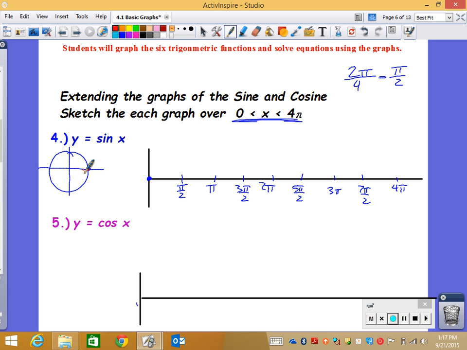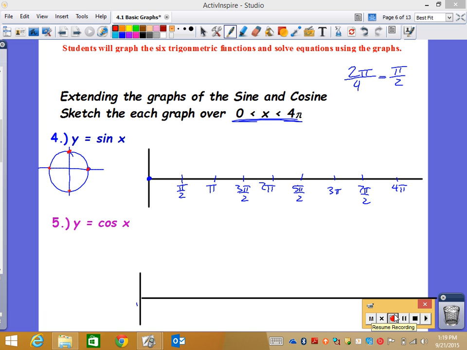You'll notice my first key point is pi over 2, which is in fact straight up. Pi is to the left, 3 pi over 2 is straight down, and back to 2 pi. So really all I'm doing is graphing out each of my points where I'm straight up, straight to the left, straight down, and so on.